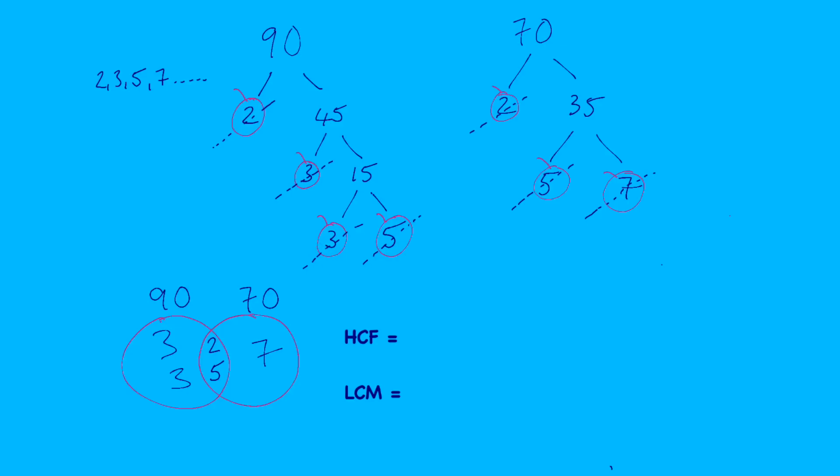So the HCF is the numbers in the overlap, so that's 2 times 5, which is 10. And then all the numbers I can see, which is 3, 3, 2, 5 and 7, are the LCM. So the LCM is 630.